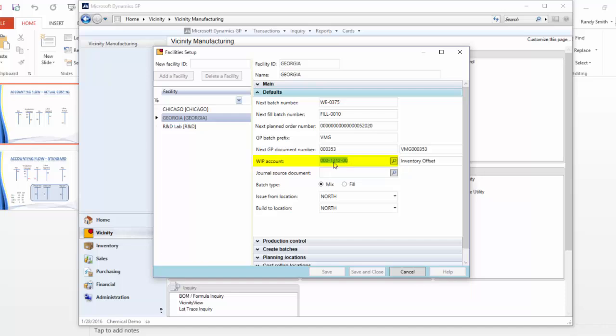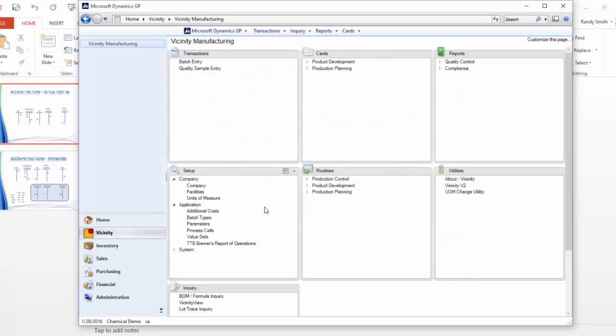For raw material usage, this is going to be a debit. For the finished good production, this is going to be the credit. It should go to a zero balance account. And you will find that each facility can have its own WIP account or production clearing account. Now, the other account I wanted to talk about is the additional costs.